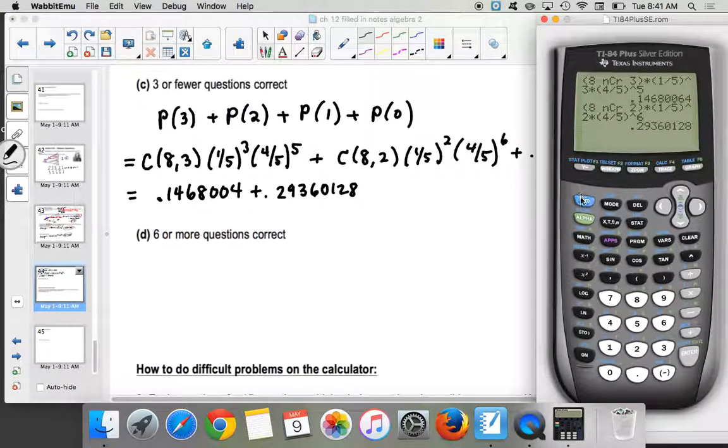And then I do it again, so I do a second entry, and now I'm replacing it with 1. And I have 1/5 to the 1, and 4/5 to the 7. So I get 0.33554432.